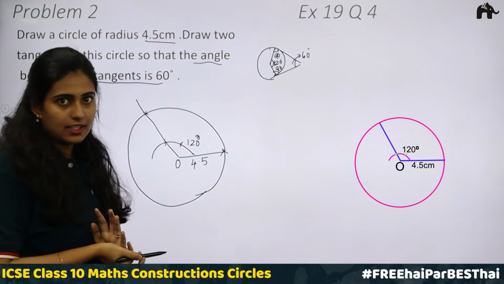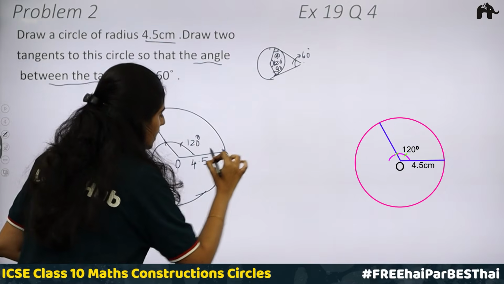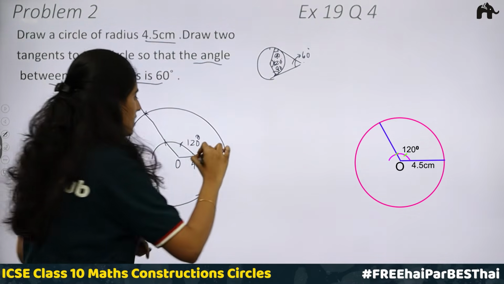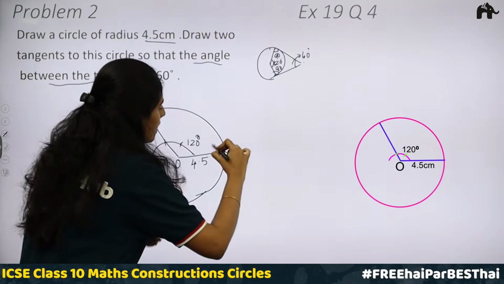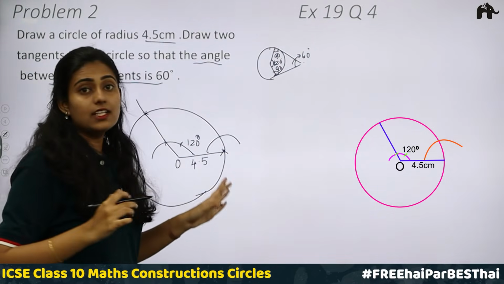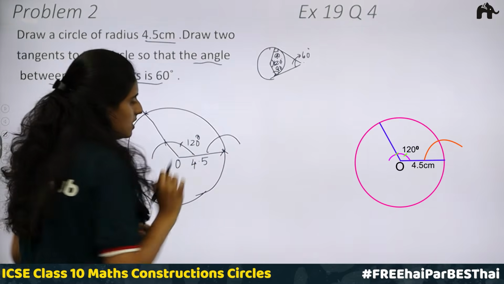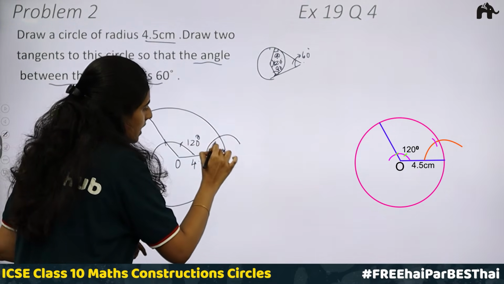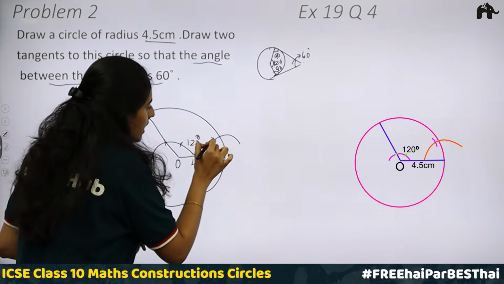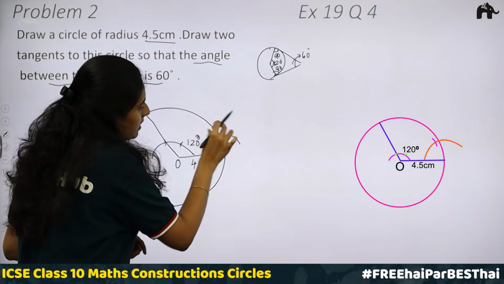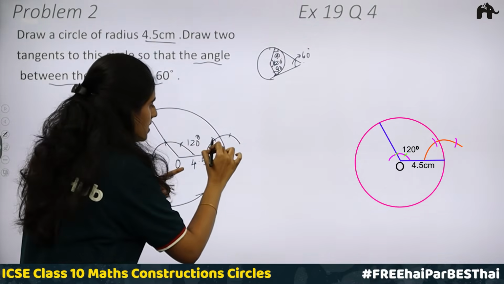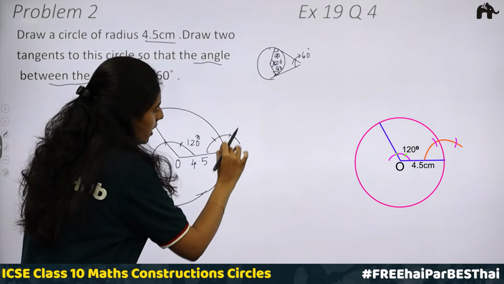We know how to construct 90 degrees, right? From here, taking this radius, keeping the compass here, we'll draw an arc in order to get a 90 degree angle. So, this is my arc. How to get 90 degrees? With the same measurement, first we'll take 60 degrees, cut an arc. Again with the same measurement, we'll cut an arc. So, we got 60 degrees here and 120 degrees here.